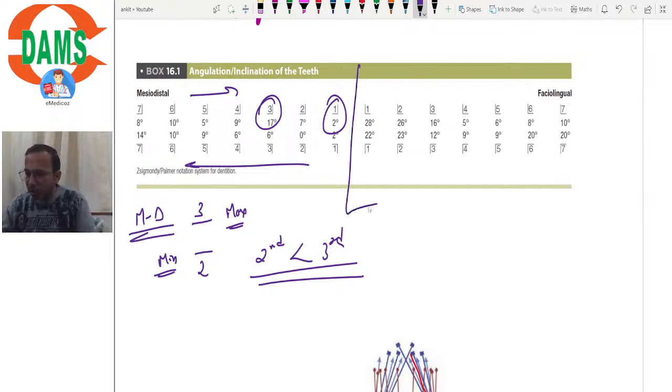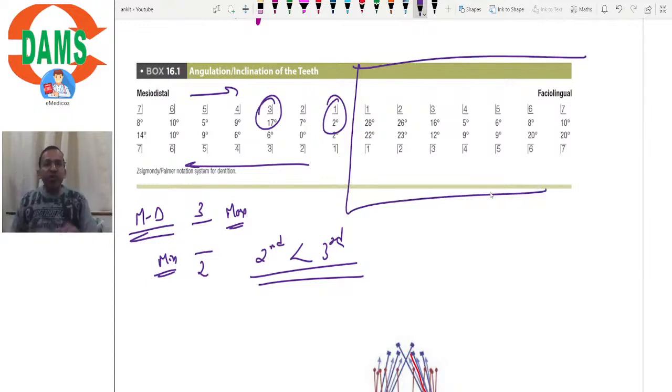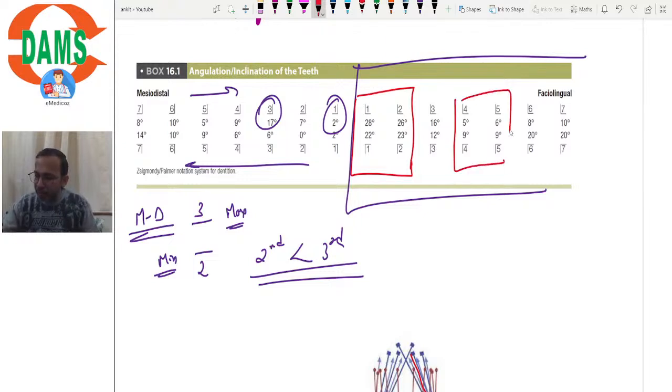अब अगर हम फेशियोलिंगुअल इंक्लिनेशंस की बात करें तो फेशियोलिंगुअली भी सिंपल है। फेशियोलिंगुअल इंक्लिनेशन सबसे ज्यादा एंटीरियर्स का है, मैक्सिमम फेशियोलिंगुअल इंक्लिनेशन इज ऑफ एंटीरियर्स एंड मिनिमम फेशियोलिंगुअल इंक्लिनेशन इज ऑफ प्रीमोलर्स। तो यहां पर जैसा कि आप देख सकते हो, anteriors, that is incisors, not exactly anteriors, incisors. Incisors have the maximum faciolingual inclination and premolars have the minimum faciolingual inclination. Is it clear?